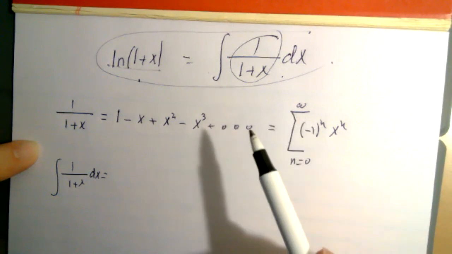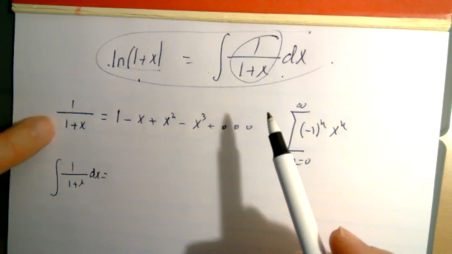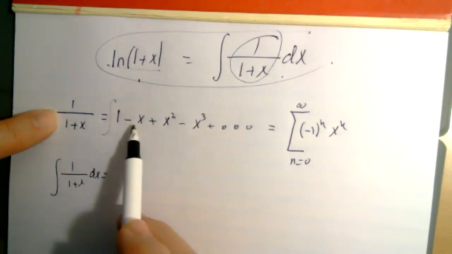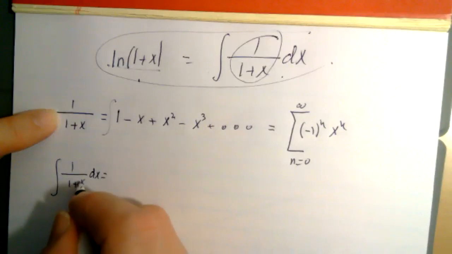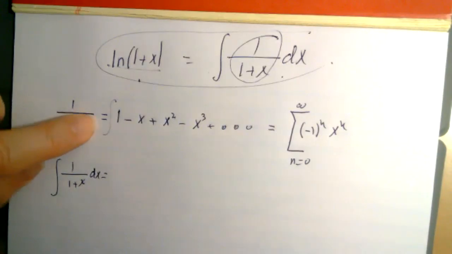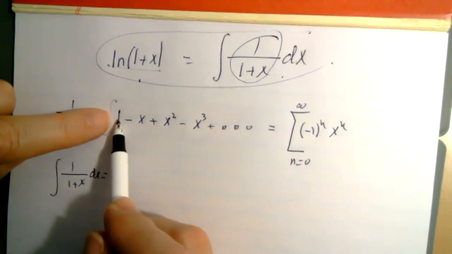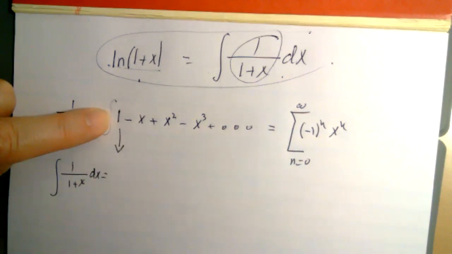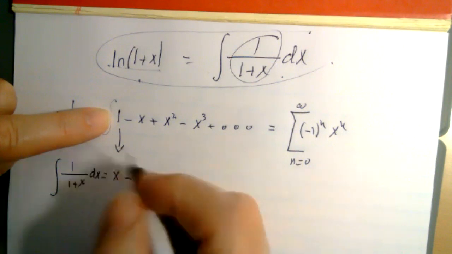Now, the theorem tells me that for the antiderivative of this, you can do term-by-term integration. The proofs, as I said, are hard, but they are easy to apply. So let us do term-by-term integration. What's the antiderivative of 1? The antiderivative of 1 is x.